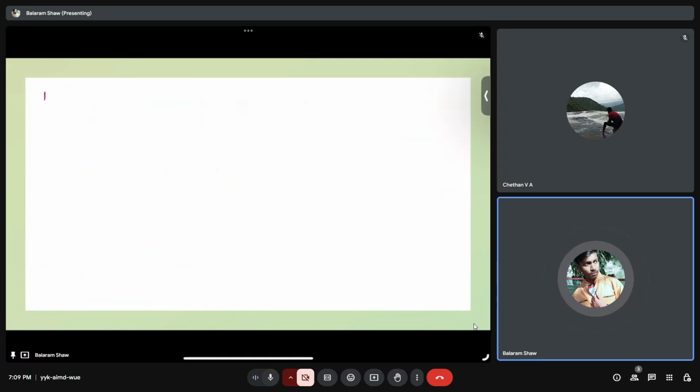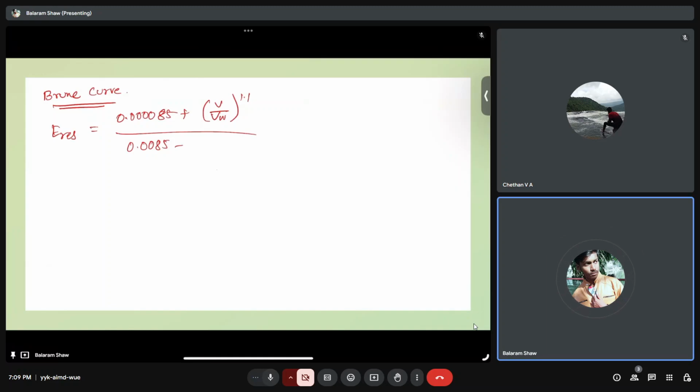Similarly, you have the Brune curve, which also gives an empirical equation. E reservoir, that is the trap efficiency, will be equal to 0.000085 plus (V/VW) to the power 1.1, divided by something. Just in case it comes in the examination, it is 1 for V/VW greater than 0.003. V is the storage volume of the reservoir below the through bed level at the upstream boundary, and VW is the average annual inflow volume.